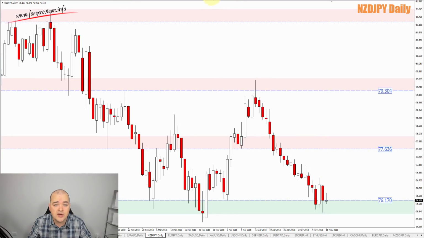This is an area on this market this week where I'm just looking for a potential bullish opportunity and a potential move to the upside. Potentially looking for a move all the way up to the 77.63 zone area to the upside. So overall on New Zealand Jappy, holding that where price action is testing right now, this is an area where I'm just looking for a potential bullish opportunity and a potential move to the upside from this important zone.